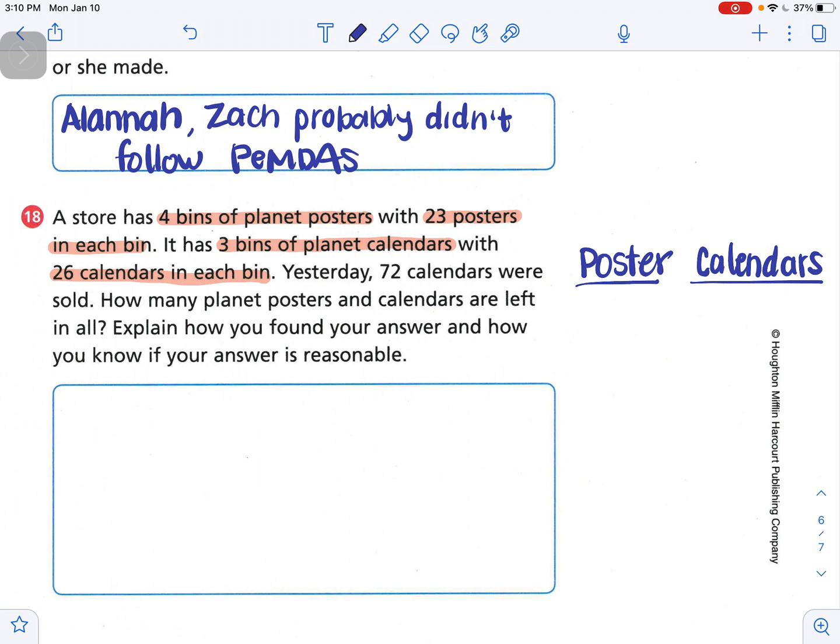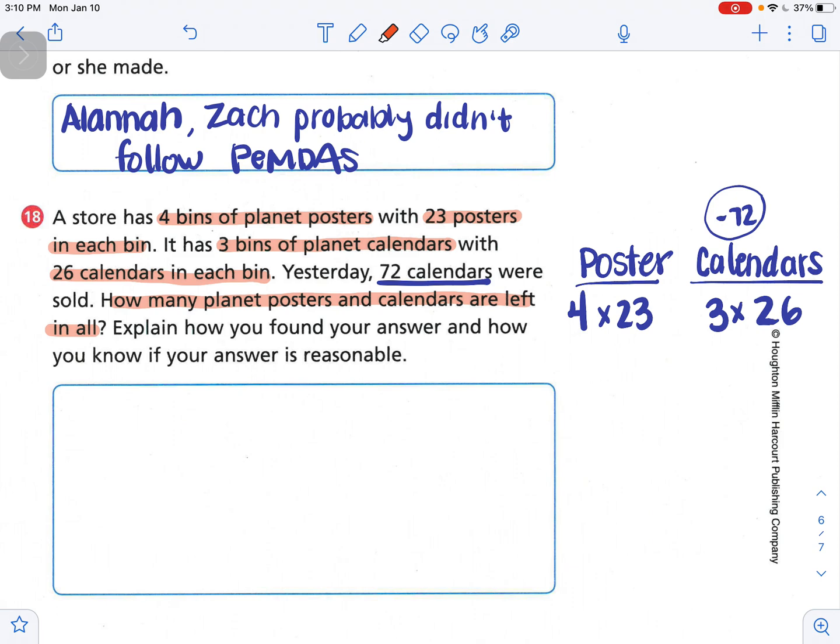Okay, so she's got 4 bins with 23 posters, so 4 times 23 for my posters, and 3 bins of 26 for calendars. So if I do that, that's going to give me the total number of posters and the total number of calendars. I've kind of organized it. Now I'm going to continue. Yesterday, 72 calendars were sold. So I know I'm going to have to get rid of 72 calendars because they got sold, okay? How many Planet posters and calendars are left in all?